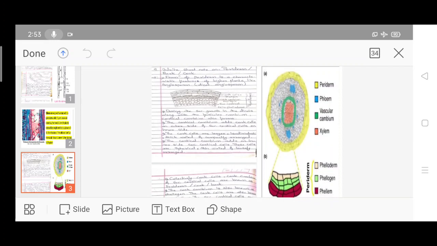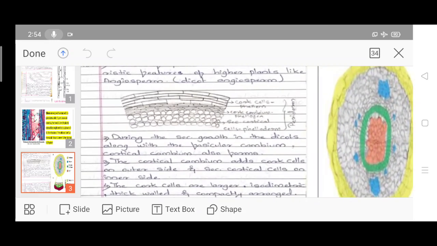So in the cortex region, the cork cells will be added by the cortical cambium. The cortical cambium adds cork cells on the outer side and secondary cortical cells on the inner side. These cork cells are larger, isodiametric, thick walled, compactly arranged. This cortical cambium adds secondary cortical cells on the inner side.